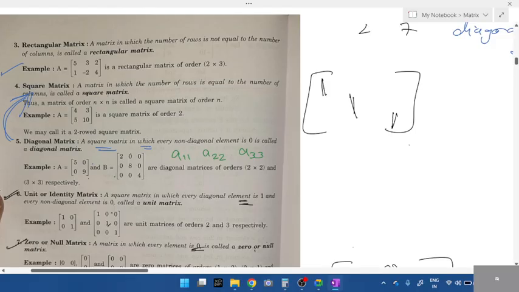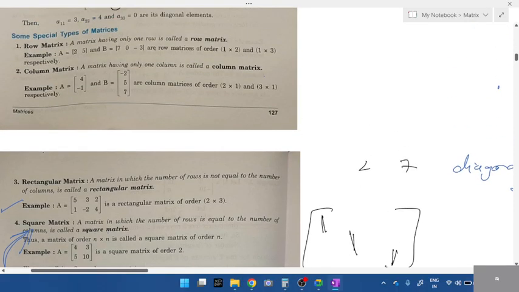All of you completed? Responses: zero, unit, diagonal, square, rectangle, column, row.